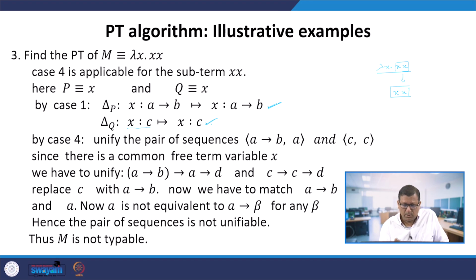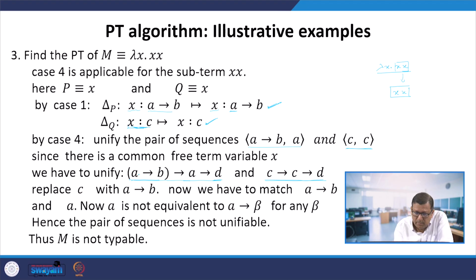Now we can proceed and say that first we have to see that in the free variables, the type variables are all distinct, but free variable x is common to both of them. x is a common free term variable. Then as per the rule, we have to unify the sequence, A arrow B, A, this part and this, and C, C. The pair of sequences we have to unify. That means we have to transform this by that rule, A arrow B arrow A arrow D, a new variable we have introduced, and here will be C arrow D. So these two types now we have to unify.